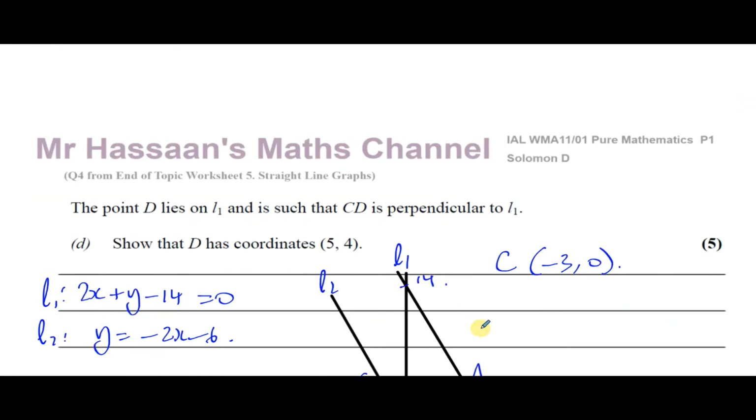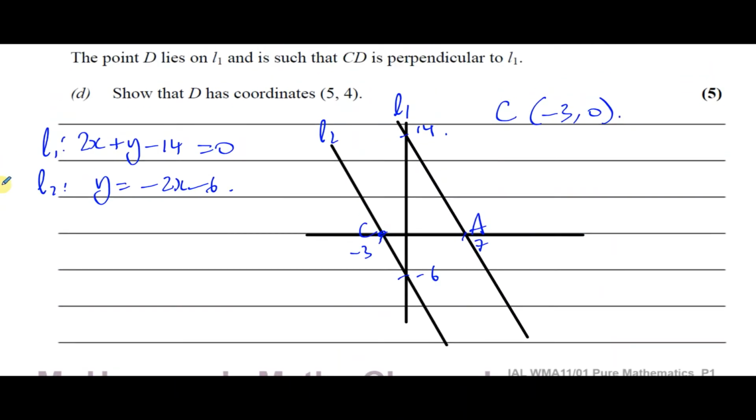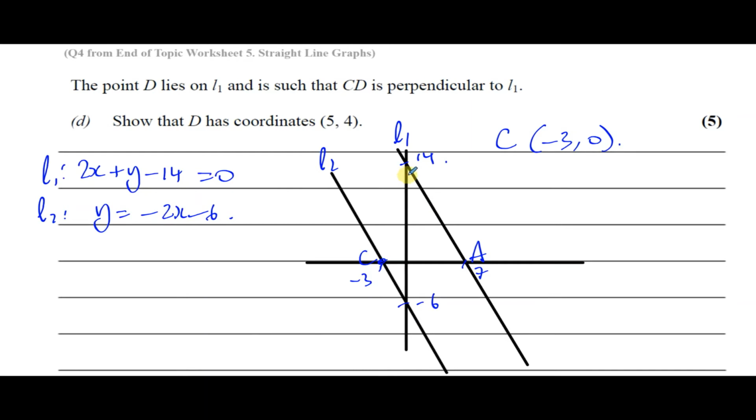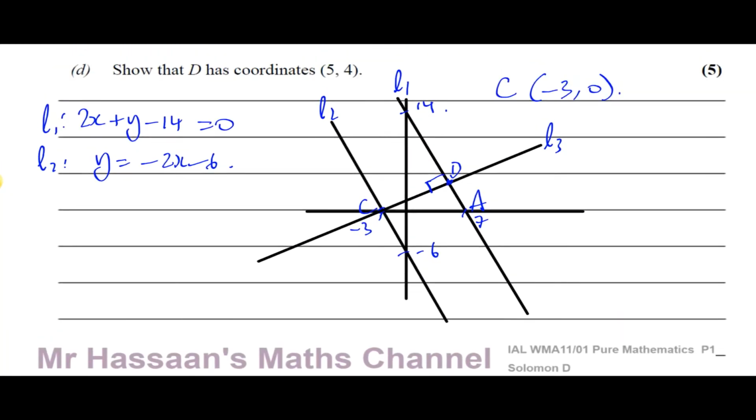Okay, so now it tells us that D lies on line 1 and it's such that CD is perpendicular to line 1. So basically there's another line which is like this. We've got to show the coordinates of the point D are 5, 4. So basically what we need to do is to find the equation of this, let me call it line 3. If we find the equation of line 3 and solve simultaneously with line 1, we will find the coordinates of D where they intersect. So our objective now is to find the equation of line 3.